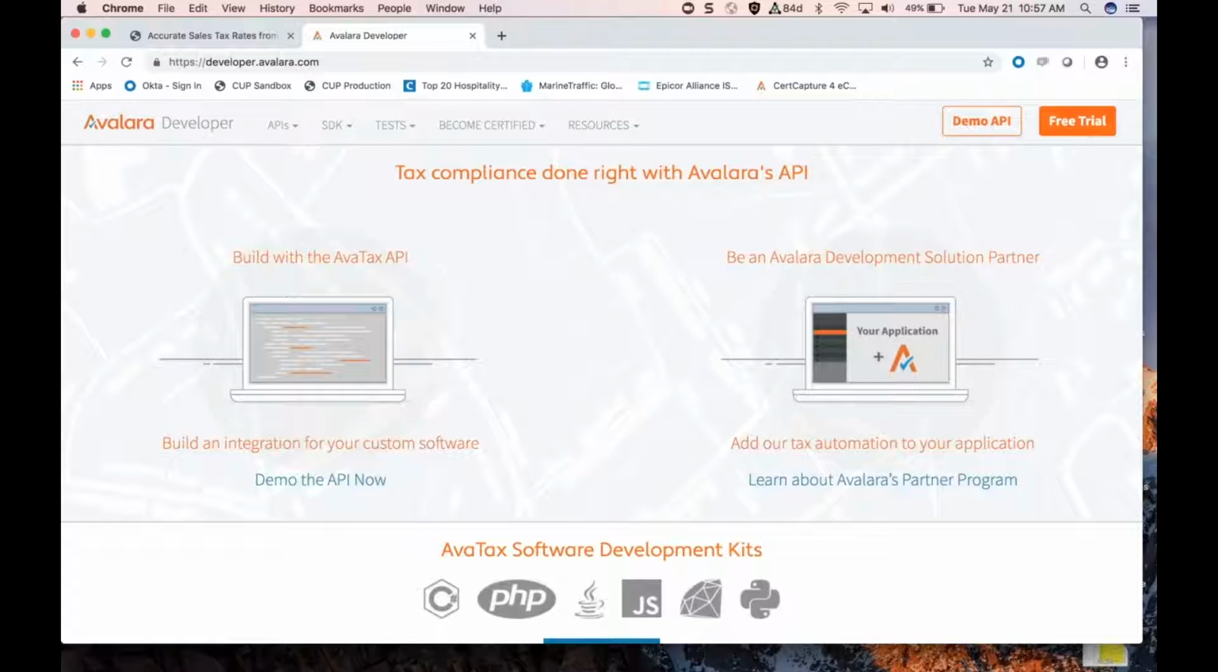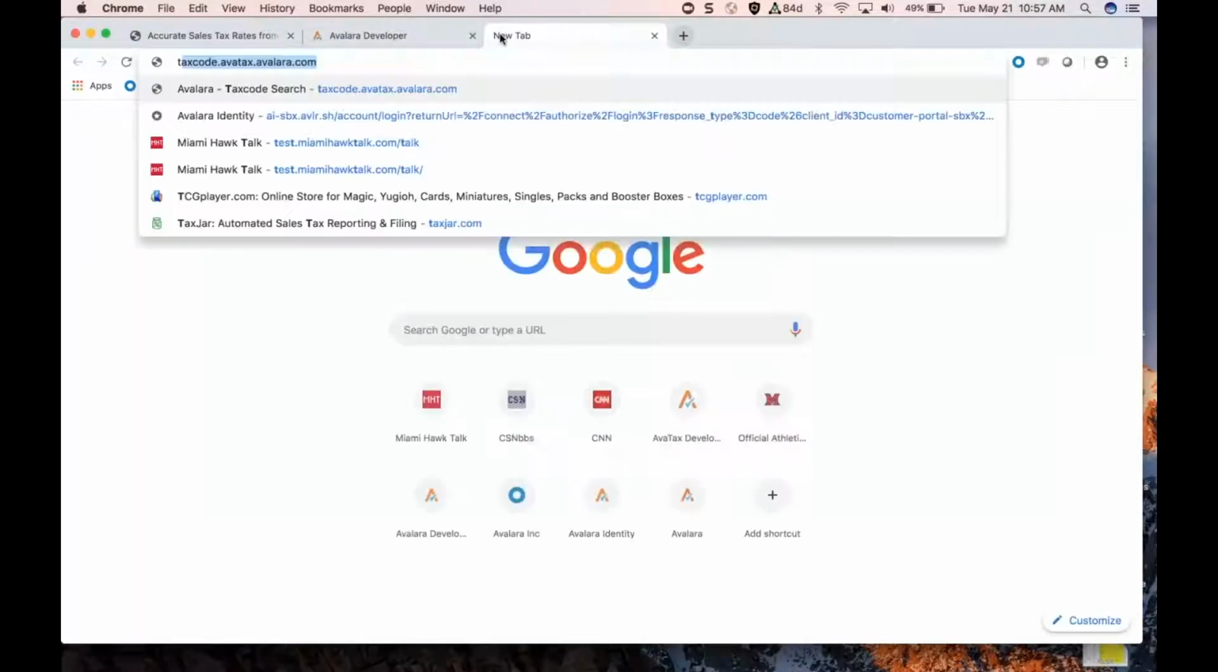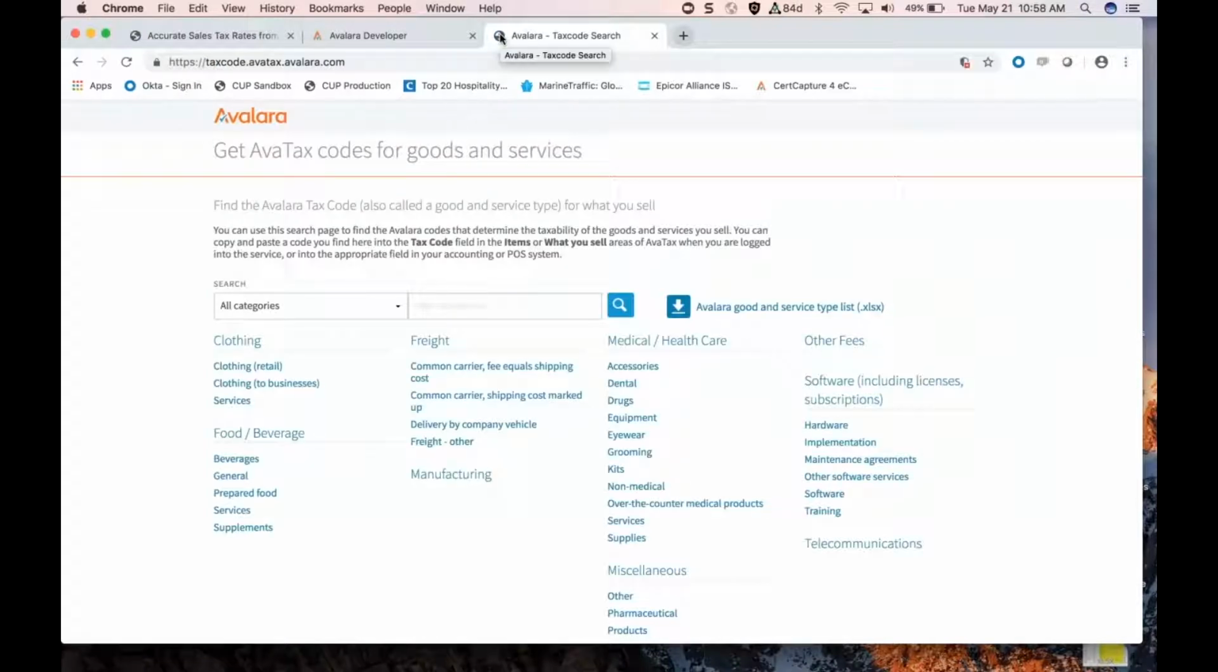The AvaTax service will manage that for you, but the key piece of information that the seller needs to provide us is assigning the tax code. And Avalara has a standardized set of tax codes. And actually, if you go to taxcode.avatax.avalara.com is where you can look up various tax codes. And what you'll do is for each of the lines on your order or your invoice, you'll associate a tax code with that based upon the SKU or SKU group of what's being sold.